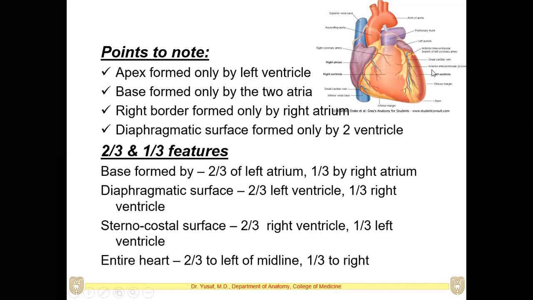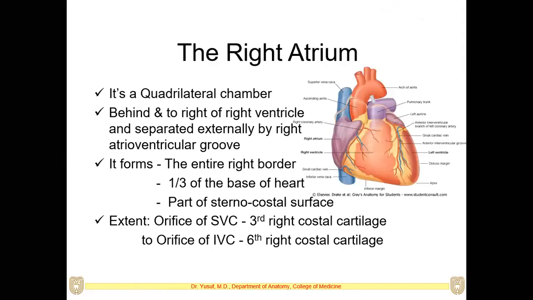Then in the front is the sternocostal surface. This is the sternocostal surface, 2/3 by the right ventricle and 1/3 by the left ventricle. And then the entire heart is 2/3 toward the left side, and only 1/3 is toward the right side from the midline. So these are the features of 2/3 and 1/3 of the heart.